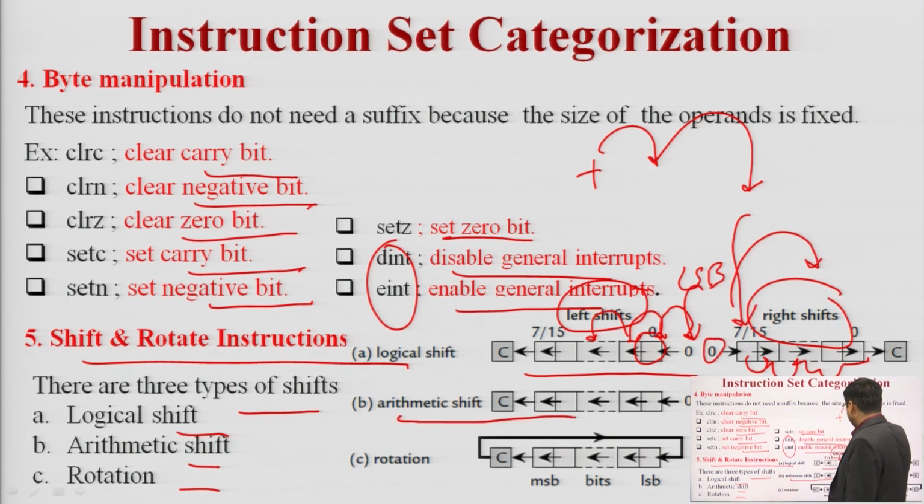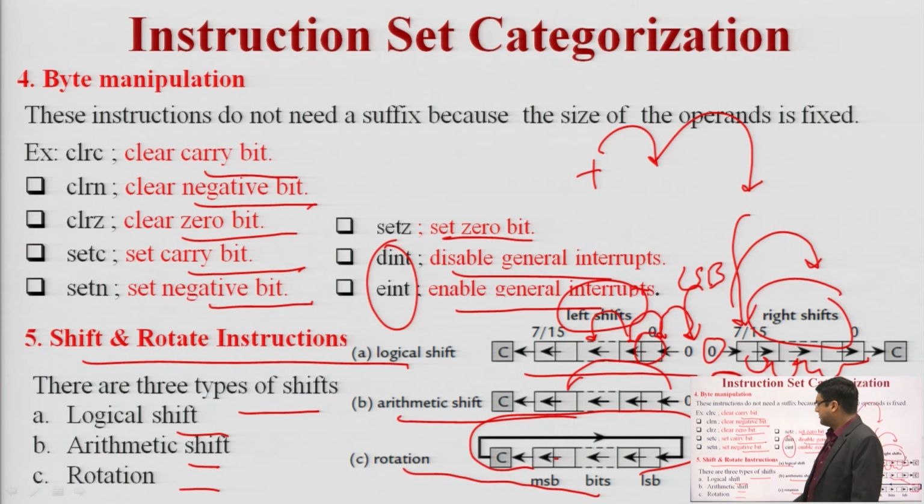In an arithmetic shift we are also shifting the value one by one, but there is some difference. In an arithmetic right shift, the MSB will be repeated. This arrow means that the MSB repeats its value, while the other bits are shifting. Similarly in rotate, we are rotating the value in a periodic fashion. This is rotation left, and this is rotation right. So this is the shift and rotate instruction.